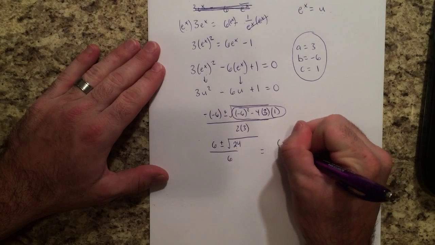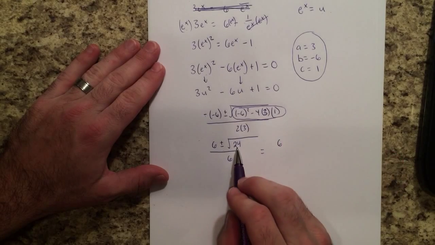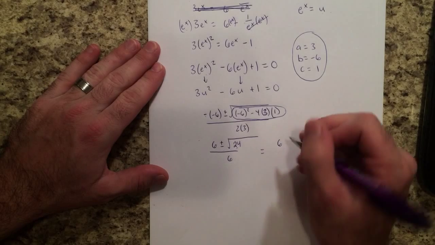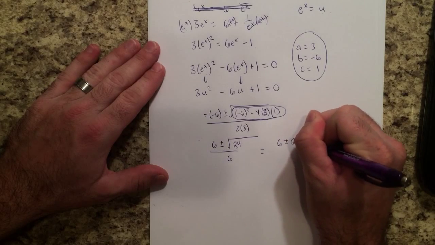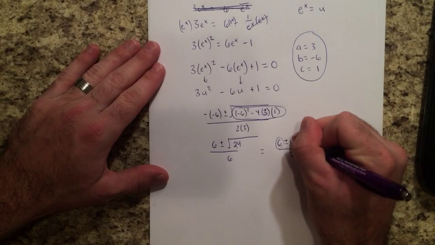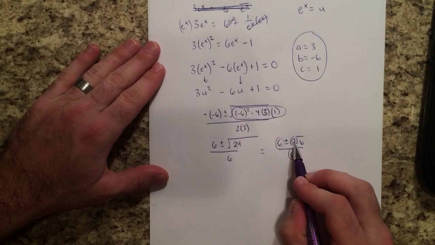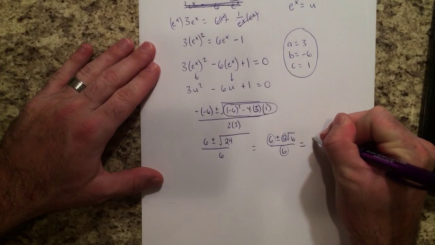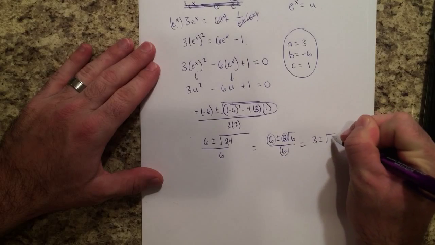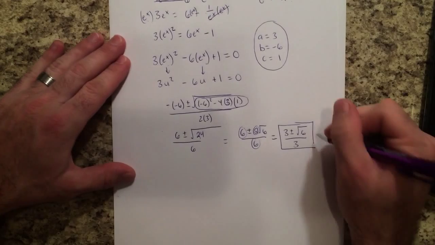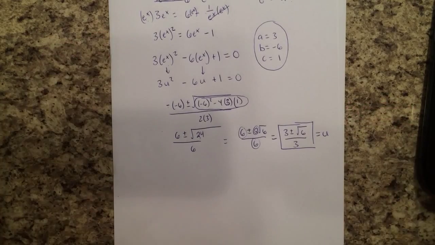The square root of 24 can be rewritten: 4 goes into 24 6 times. So the square root of 4 is 2. So it's going to be 6 plus or minus 2 square root of 6 all over 6. And then if I look at my outside numbers, 6, 2, and 6, they have a common factor of 2. So I divide all those by 2, so I get 3 plus or minus the square root of 6 over 3. So that's my answer, but what I just found was u.